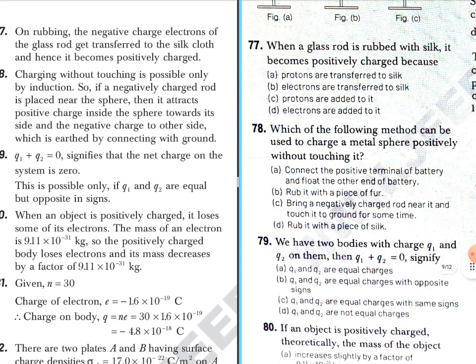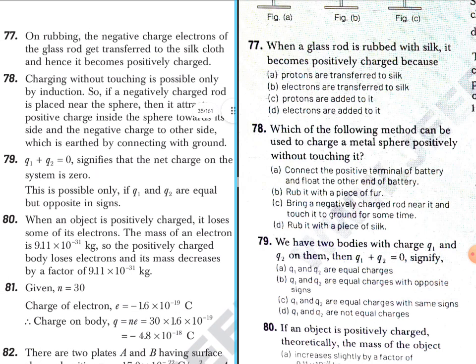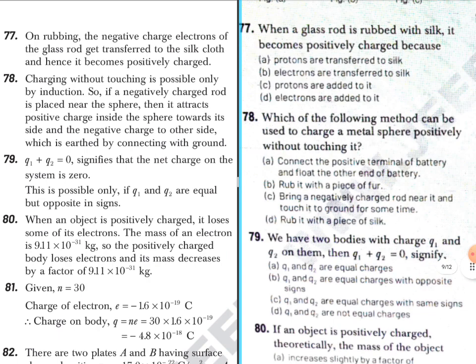78. Which of the following methods can be used to charge a metal sphere positively without touching it? Without touching it means induction. So if a negatively charged rod is placed near the sphere, you have an option like that. Bring the negatively charged rod near it and touch it to the ground for some time. Yeah, option number C.